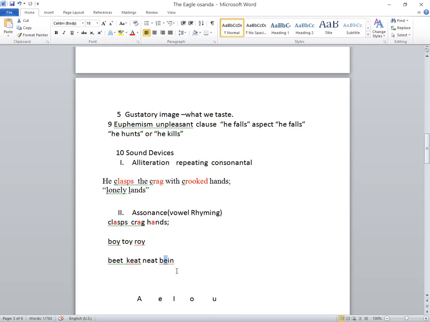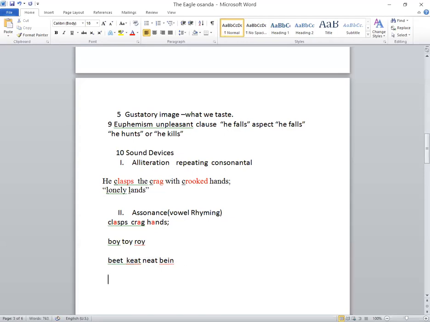In studying poetry, poetic sounds, we do not consider letters. We consider the sounds of the letters. We do not count the letters. The sounds born from the letters are what we consider in these poetic sound devices. So this is assonance.